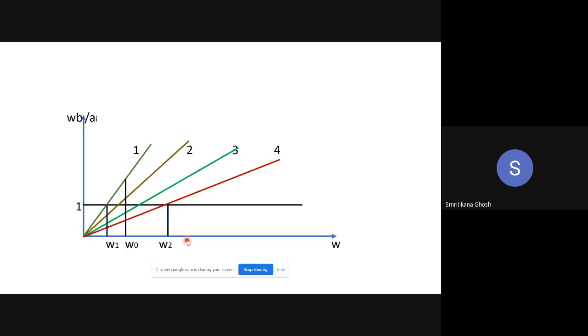And look, this is incomplete specialization, because country B has to produce 2, 3, 4. So all three commodities should be produced by country B. So there will be incomplete specialization in that sense. Complete specialization means you have to produce only one. But here you are producing four. So that complete specialization is no more. But the only option for country A is commodity one.